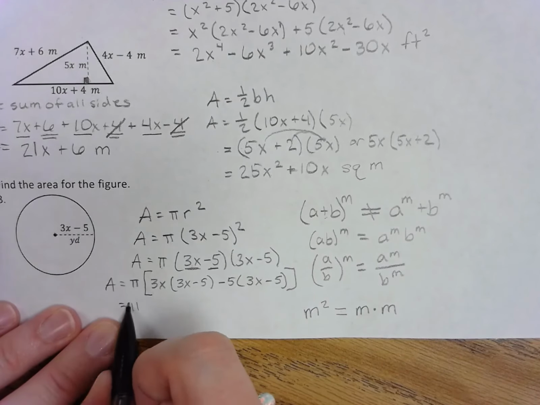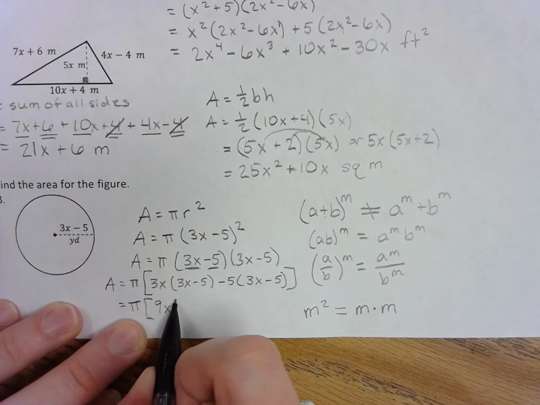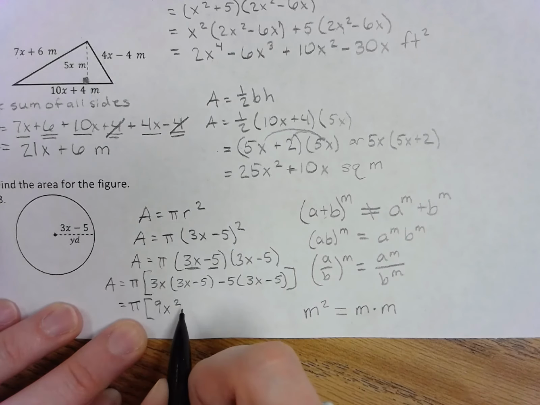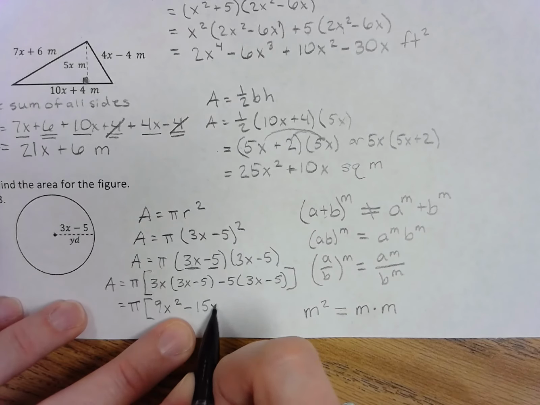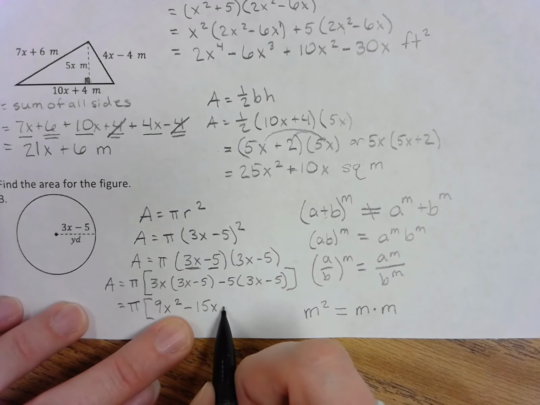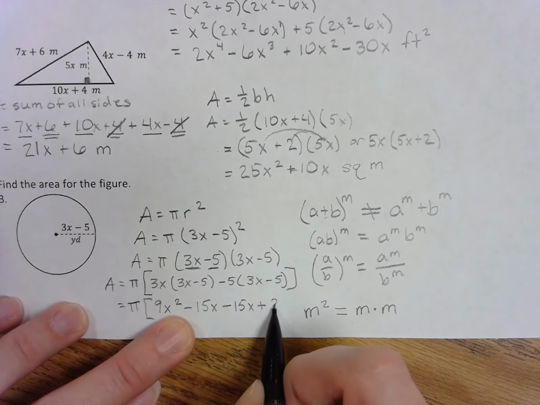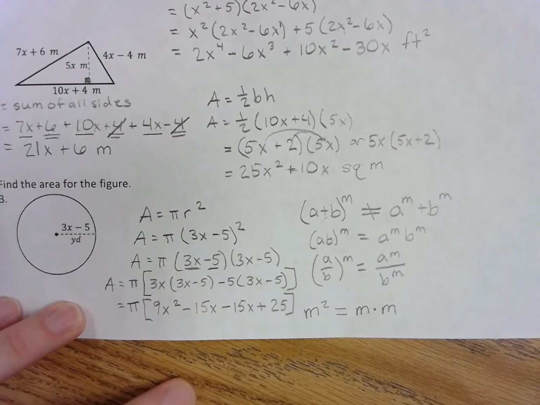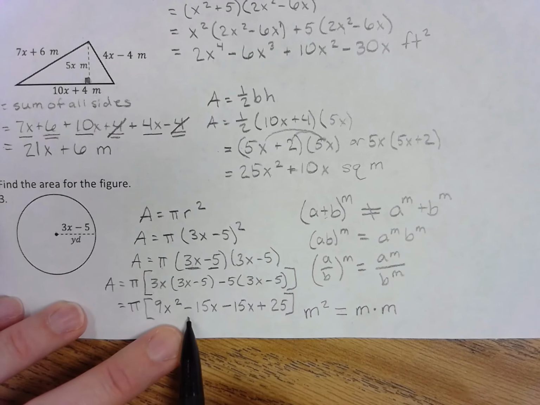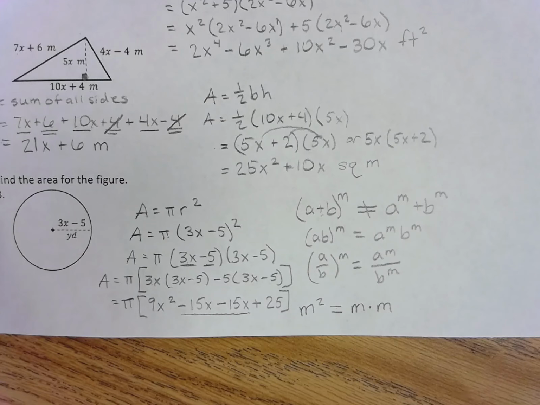So we have the pi that we're going to bring down. 3x times 3x is 9x squared. 3x times negative 5 is negative 15x. So we've done that distributing. We have negative 5 times 3x is negative 15x. And negative 5 times negative 5 is positive 25. Always watch your sign. Negative times negative is a positive. We can combine like terms here, so negative 15x and negative 15x.